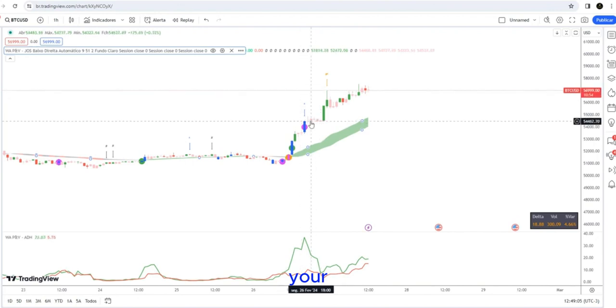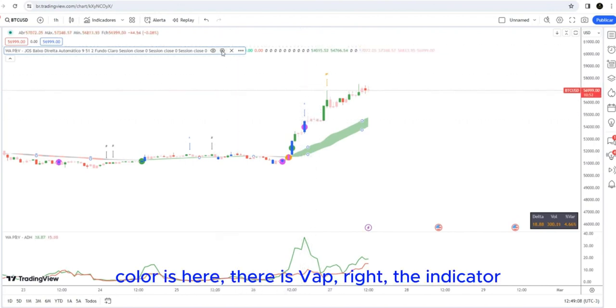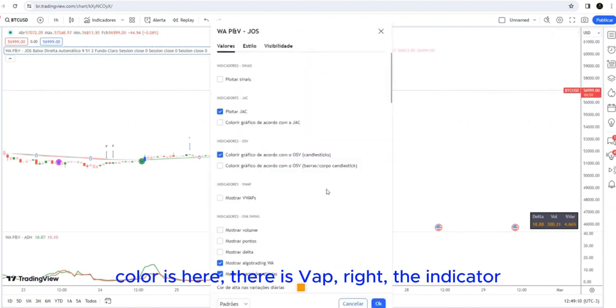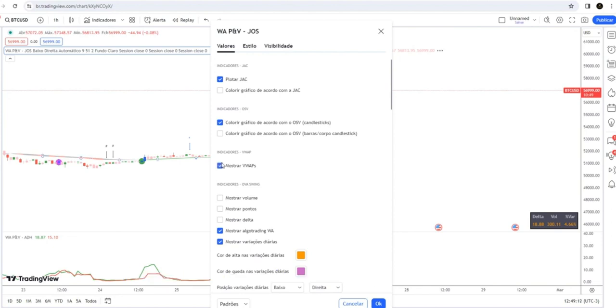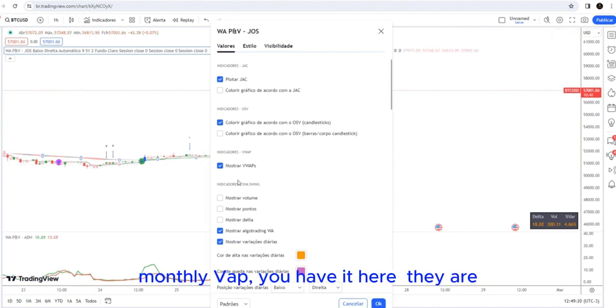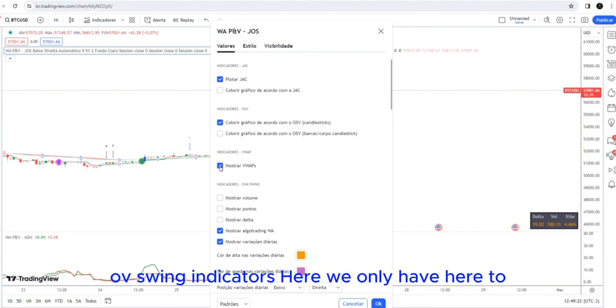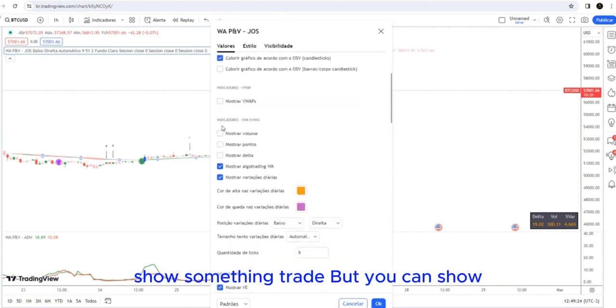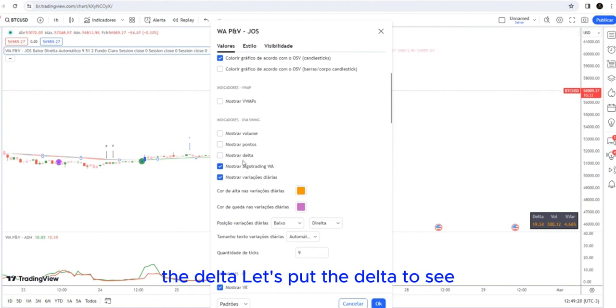Your color is here. There is VAP, right? The indicator that people asked for has been created. Wow. So here you have the daily, weekly, and monthly VAP. You have it here. They are off the swing indicators here. We only have it here to show something traded, but you can show the delta. Let's put the delta to see if it shows us too.